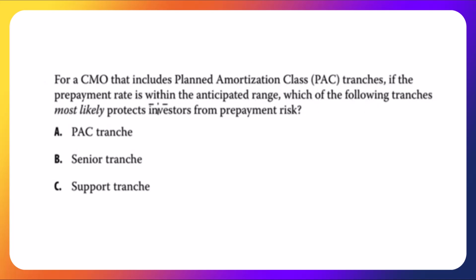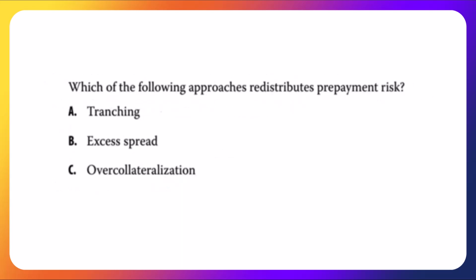For a CMO that includes planned amortization class tranches, if the prepayment rate is within the anticipated range, which of the following tranches most likely protects investors from prepayment risk? Remember, all the extra principal goes to the support tranche. Which of the following approaches redistributes prepayment risk? That would be time tranching. Excess spread and over-collateralization are internal credit enhancements.